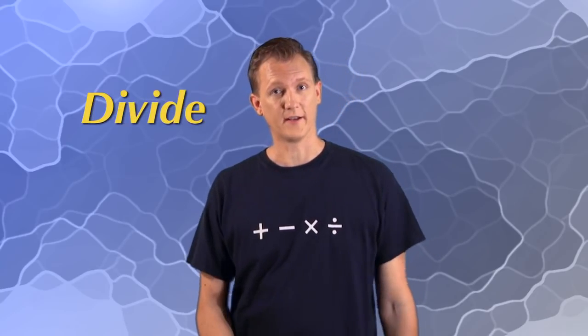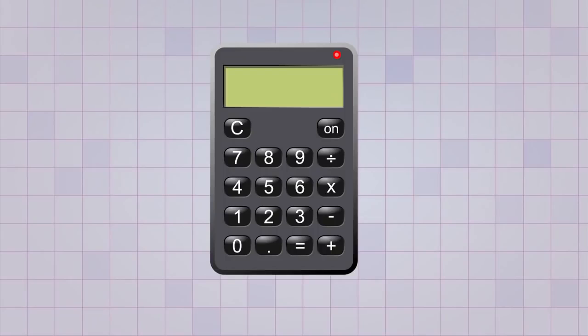Alright, so all we have to do to convert a fraction into a decimal is divide. And so far, we've been doing that the hard way. But now, we're going to do it the easy way. We're going to use a calculator. Let's try a couple with a calculator and see what we get.